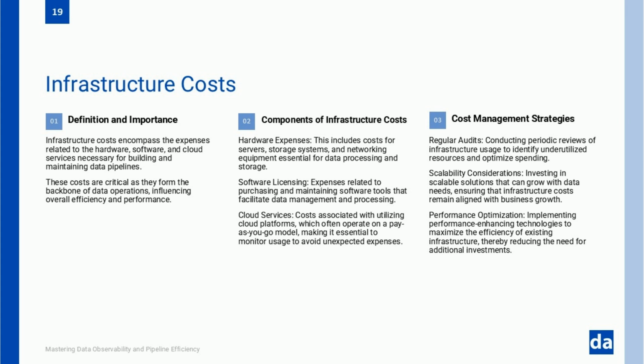2. Components of infrastructure costs. Hardware expenses. This includes servers, storage systems, and networking equipment required for data processing and storage. Software licensing. Costs for tools and platforms that enable data management and processing. Cloud services. With cloud platforms operating on pay-as-you-go models, monitoring usage is crucial to avoid surprises in your bills.